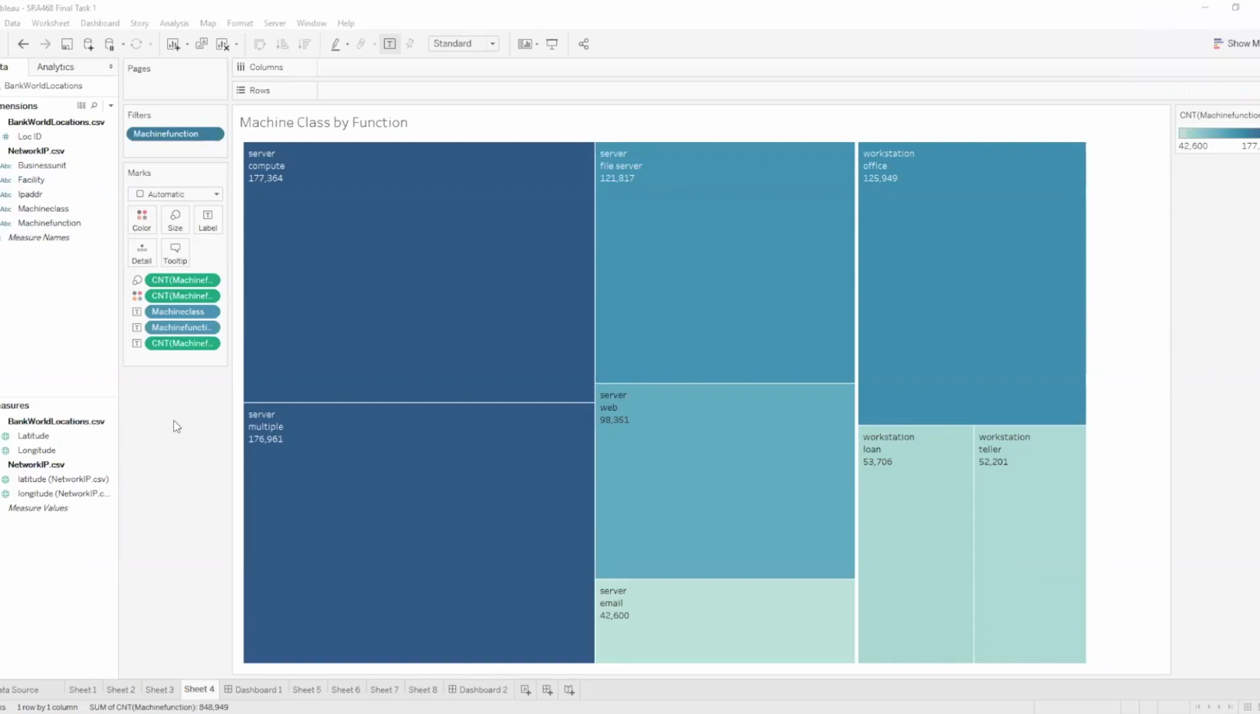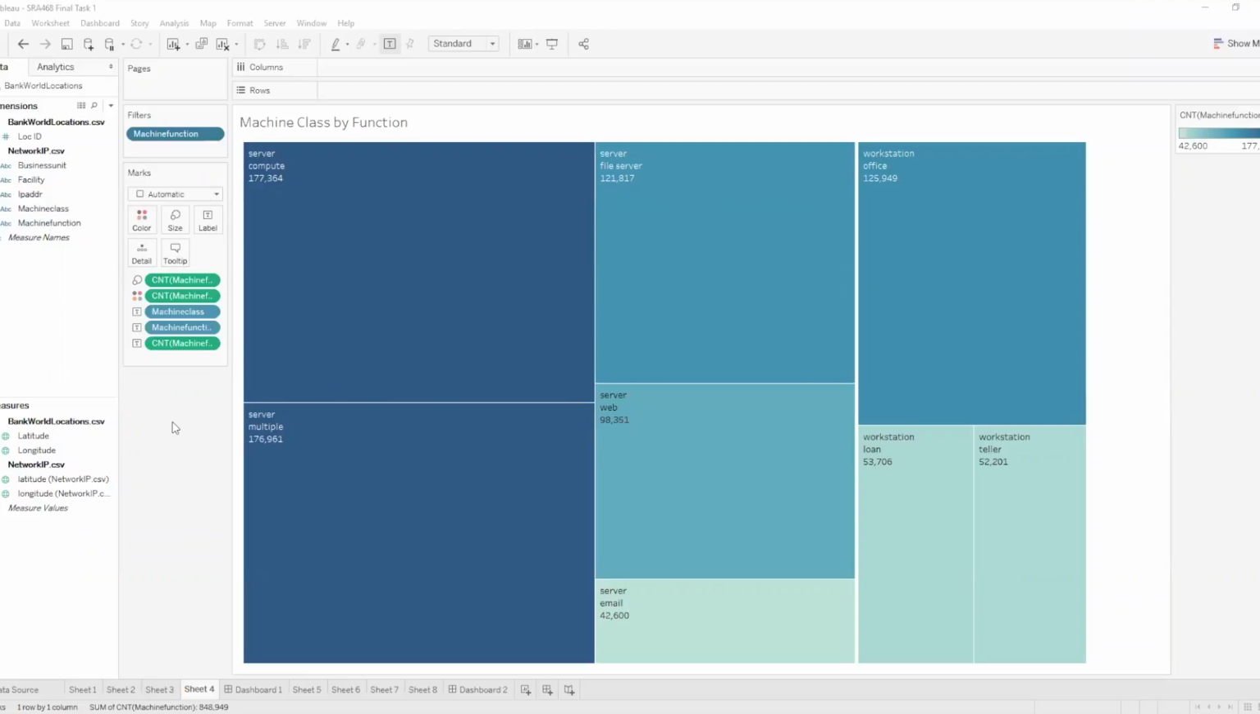So for task one, there are three main questions we have to answer. Create visualizations to understand the volumes and distribution of the computing facilities at the Bank of the World. For example, how many machines in different categories? Where are servers, workstations, and ATM machines located? And where are the large and small regions located?